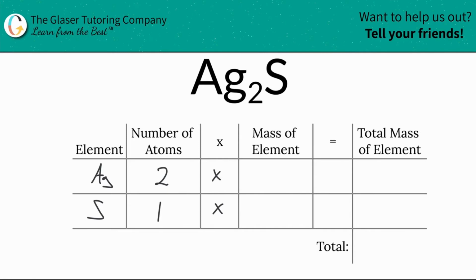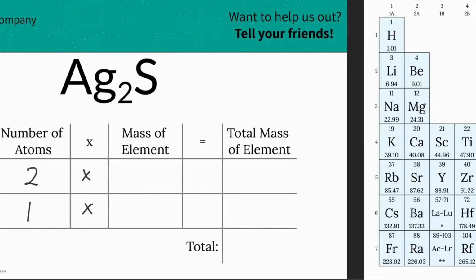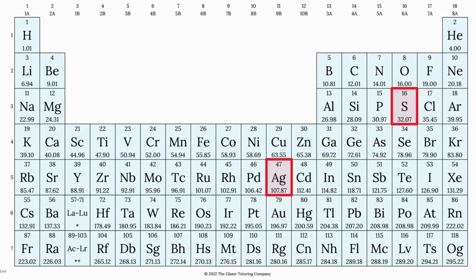What we're going to do is take the number of atoms there and multiply it by the mass of each particular element. We need the periodic table for this, so why don't we look at it? Here's the periodic table, and it looks like silver is about 107.87. If you're doing this in molar mass, those units are going to be in grams per mole. If this is molecular mass, then it will be in AMU, aka atomic mass units.